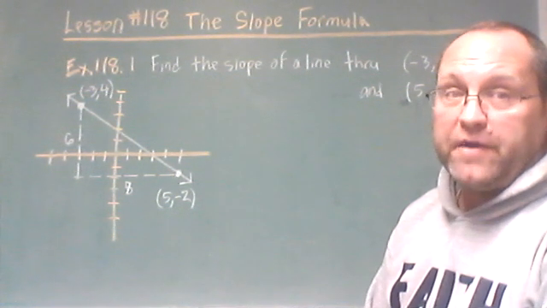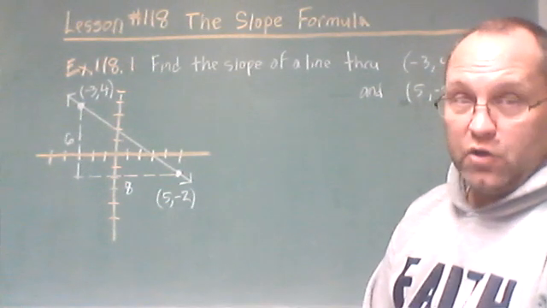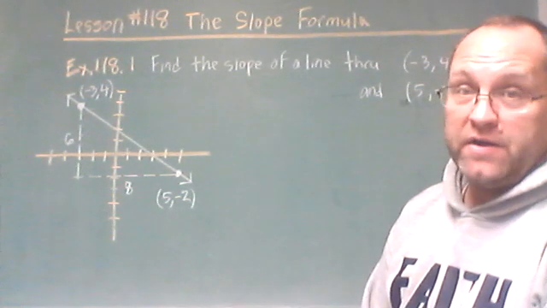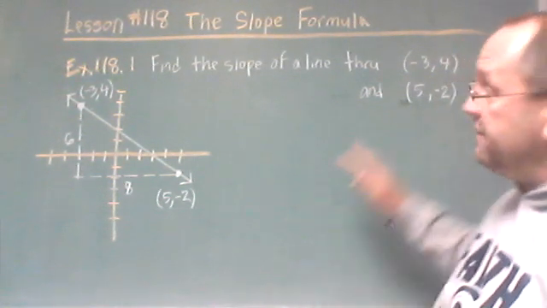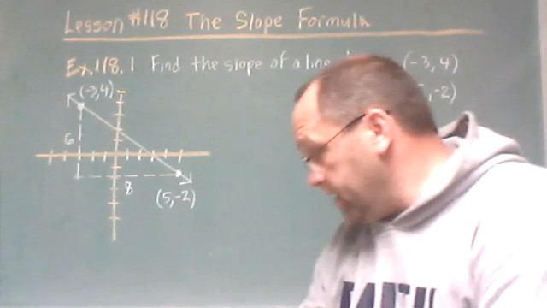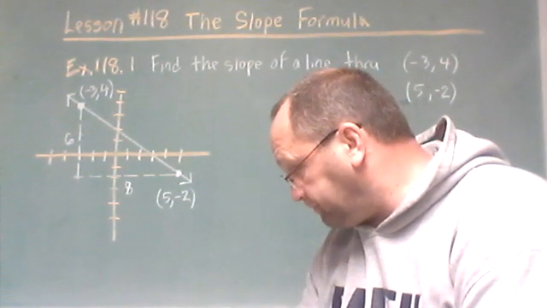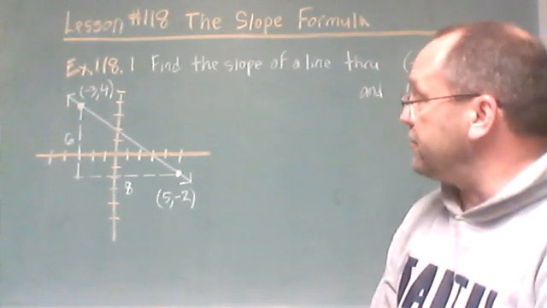Hi, this is a supplementary math lesson for Algebra 1, lesson 118, the slope formula. So what we're going to be doing is determining the slope of a line given 2 points, and I'm going to be working off example 118.1 on page 433 in your textbooks if you want to turn there.